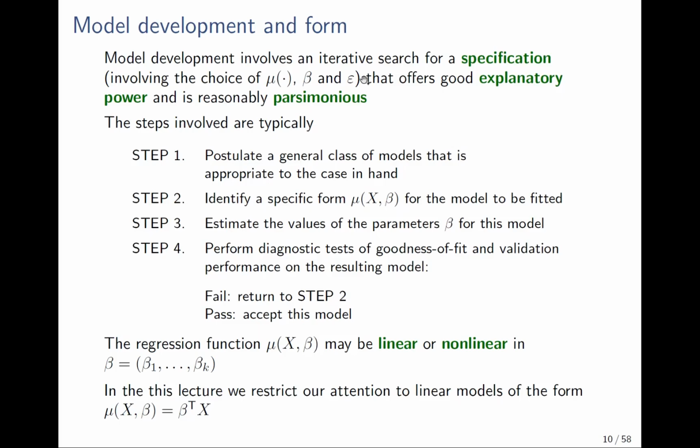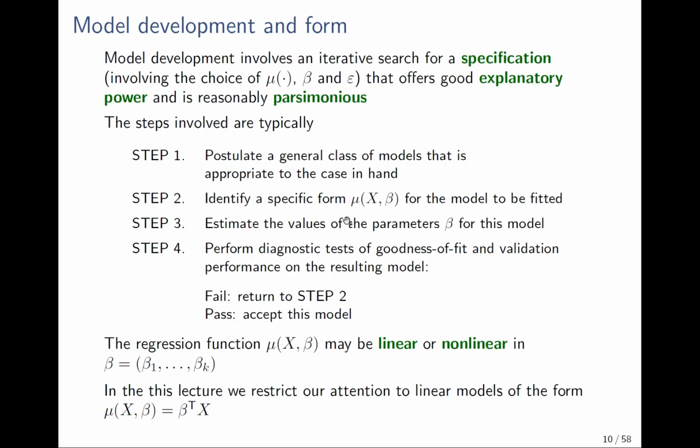So explanatory power in the sense that as much of the variation of y is explained as possible by the model, and parsimonious in the sense that it's the least complex model we can obtain to perform this function of having good explanatory power. That's what parsimonious means. The least complex, the one involving, in a sense, the least variables or the least parameters. So the steps that we typically take in trying to develop a model are, first, we postulate a general class of models that's appropriate to the case in hand. And the linear regression model, for instance, may be one candidate that we choose in step one.